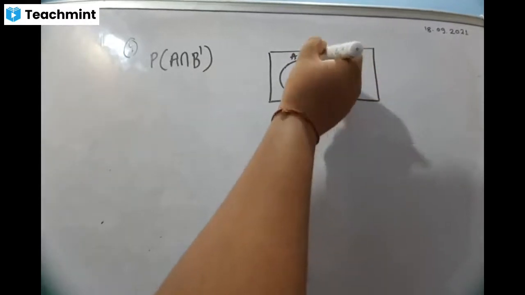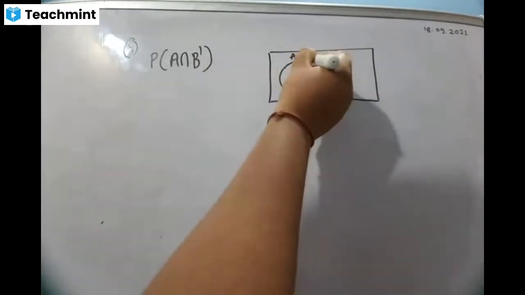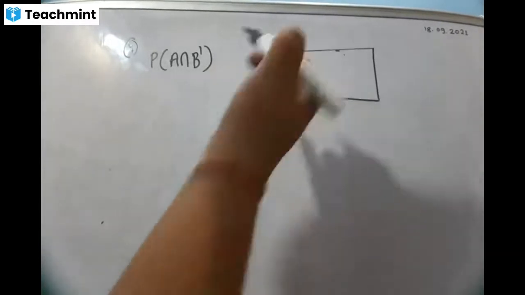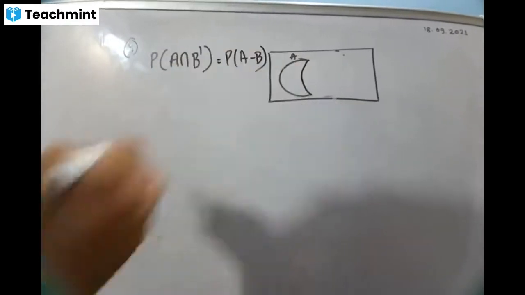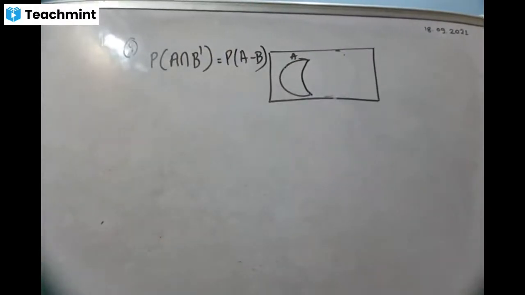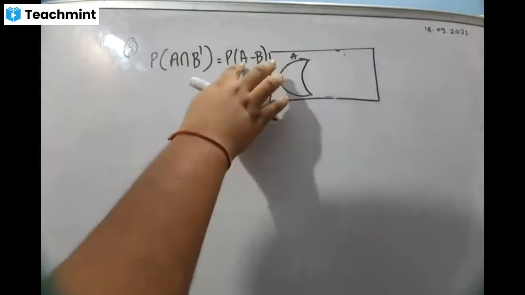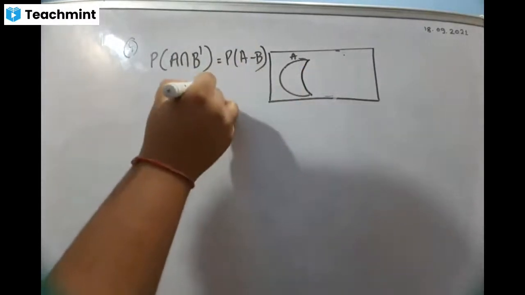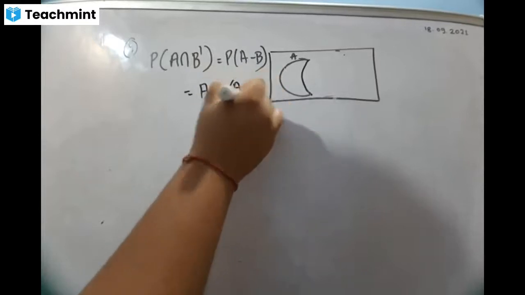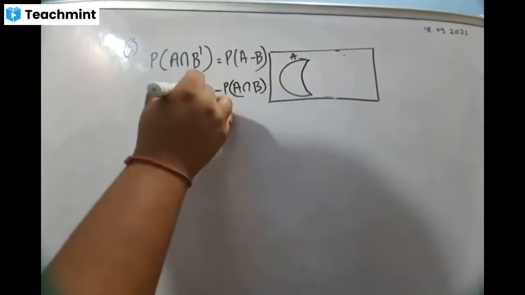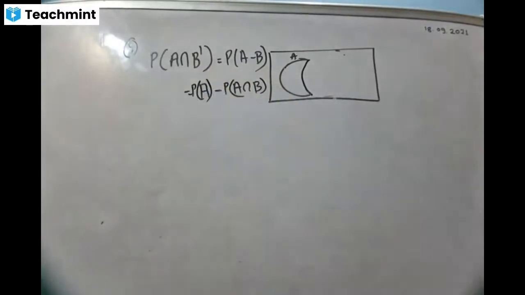So this will be the common region. And what is this? This is nothing but A minus B. And we already know what A minus B is. It is nothing but A minus A intersection B. So in terms of probability, this is formula number 5's predecessor.